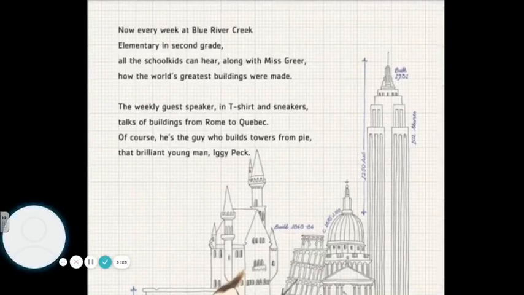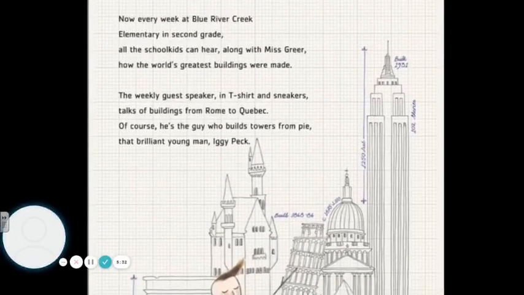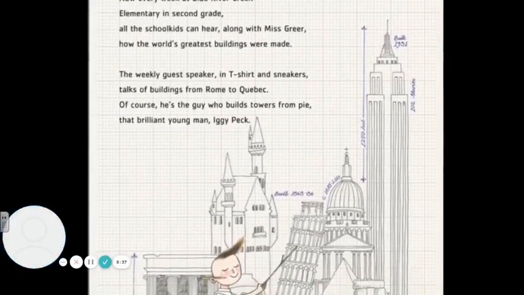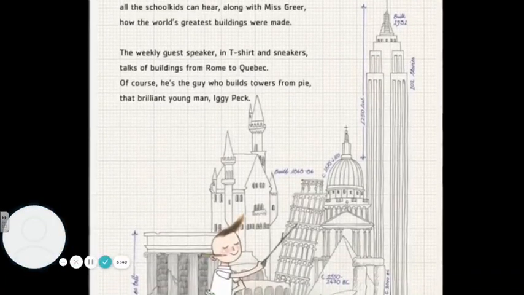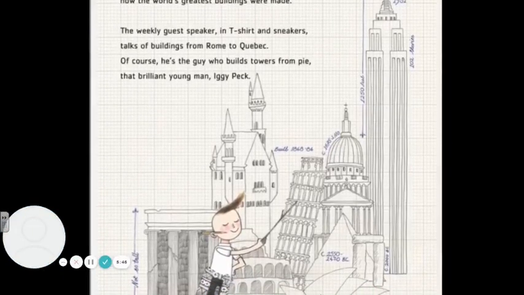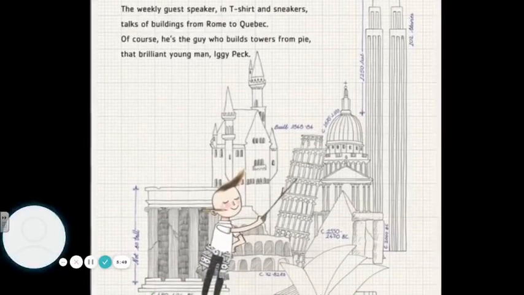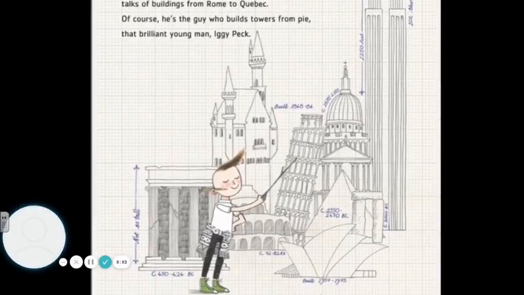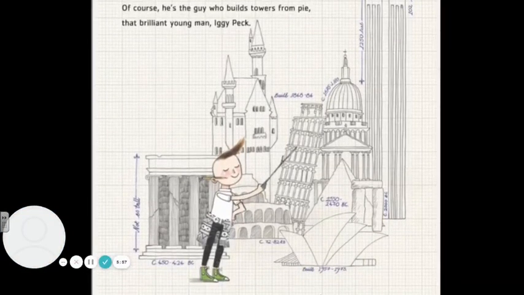Now, every week at Blue River Creek Elementary in second grade, all the school kids can hear, along with Miss Greer, how the world's greatest buildings are made. The weekly guest speaker, in a t-shirt and sneakers, talks of buildings from Rome to Quebec. And of course, he's the guy who builds towers from high, that brilliant young man, Iggy Pat. The end.